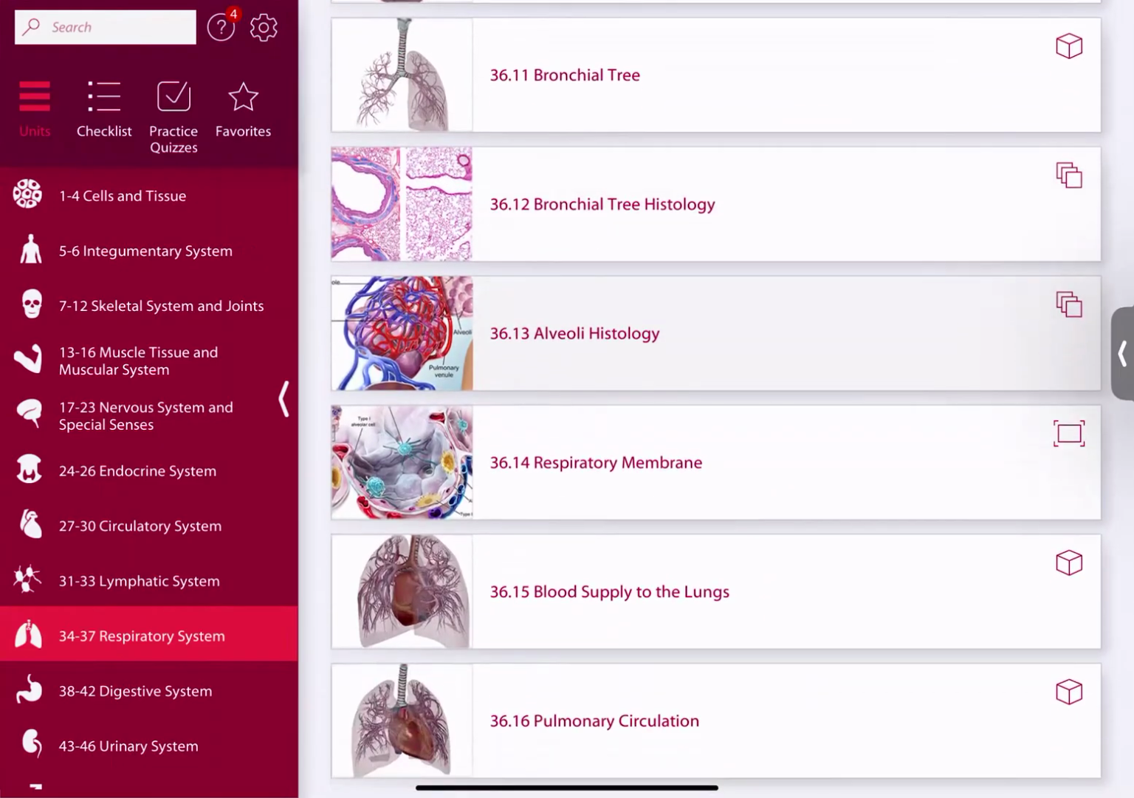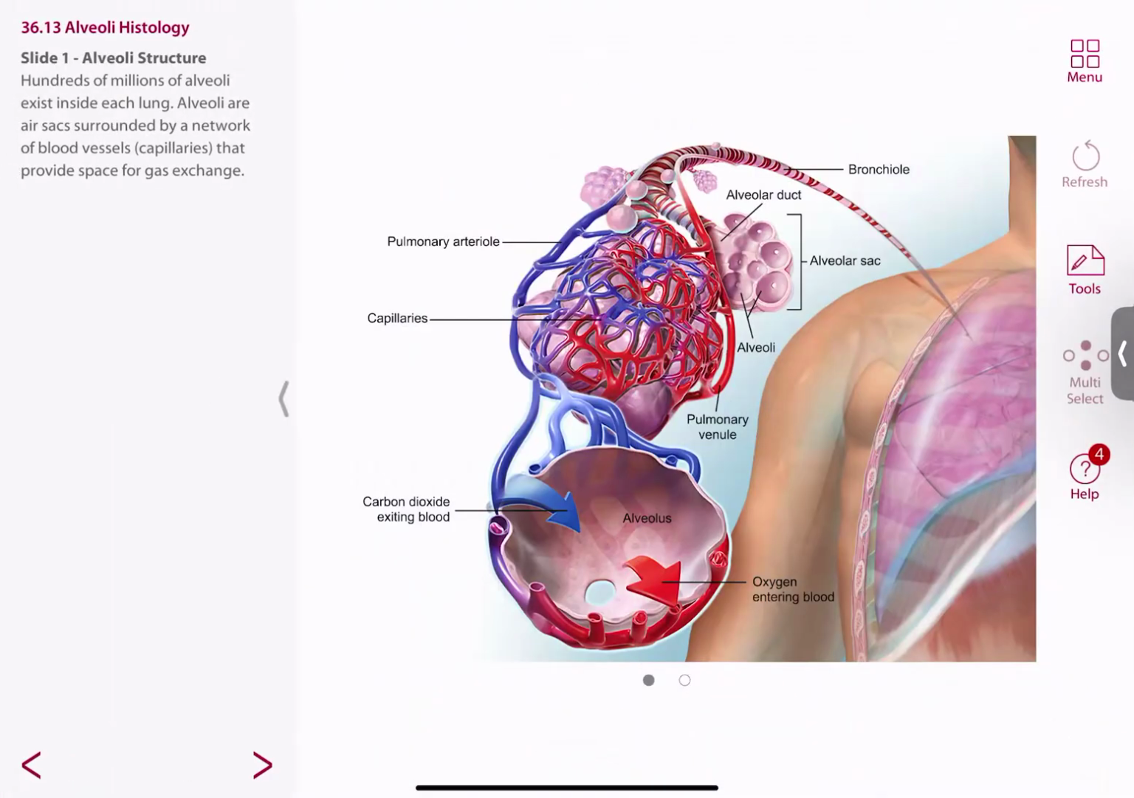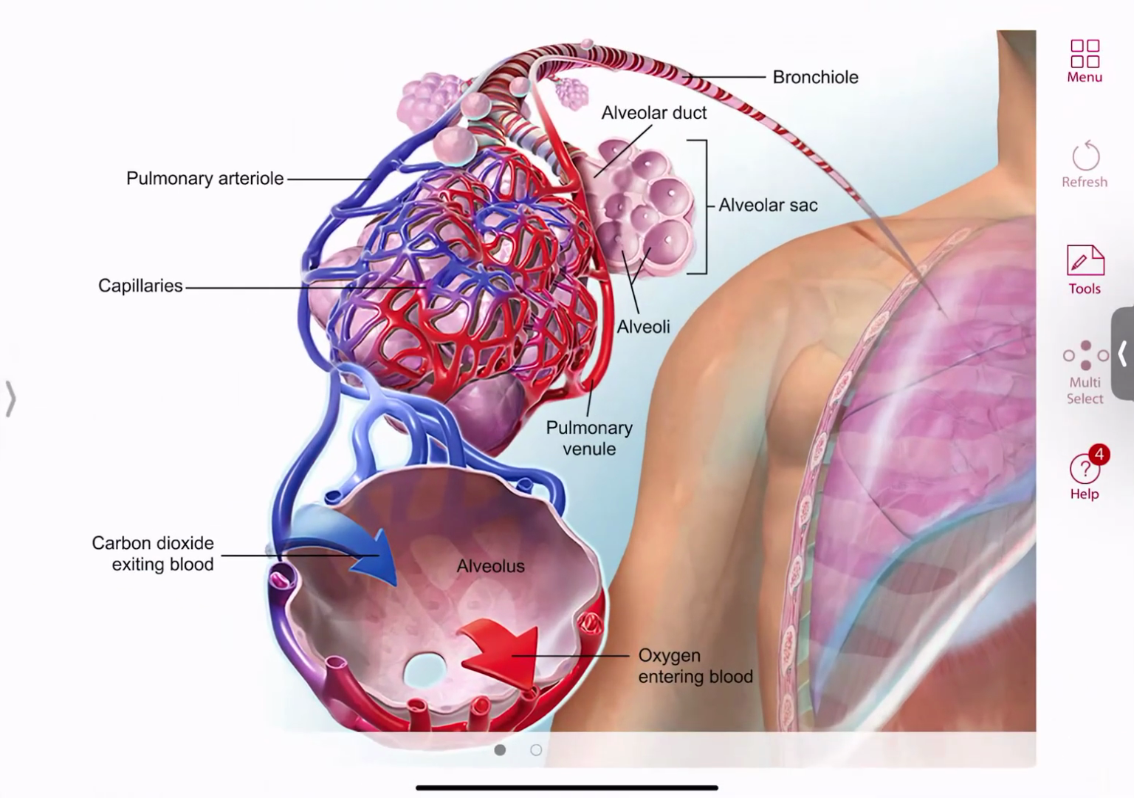Now, let us look at the alveoli, how they are present. As you can see in this structure, there is a bunch of alveoli present at the tip of a terminal bronchiole. Now, the alveoli are very thin-walled, sac-like structures, which get filled with air that we inhale.